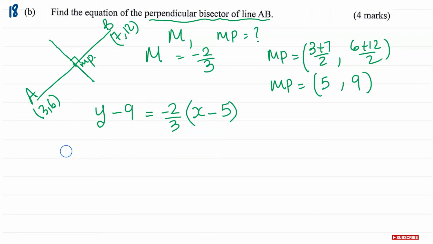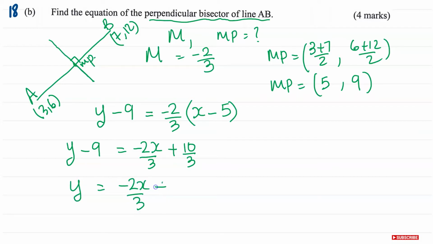So all we have to do now is just rearrange. So y minus 9 equals, multiply this out, I will get minus 2x over 3, and then minus 2 over 3 times negative 5 will give me plus 10 over 3. What I need to do now is add 9 on both sides, so I'll have y equals minus 2x over 3 plus 10 over 3, and then plus 9.